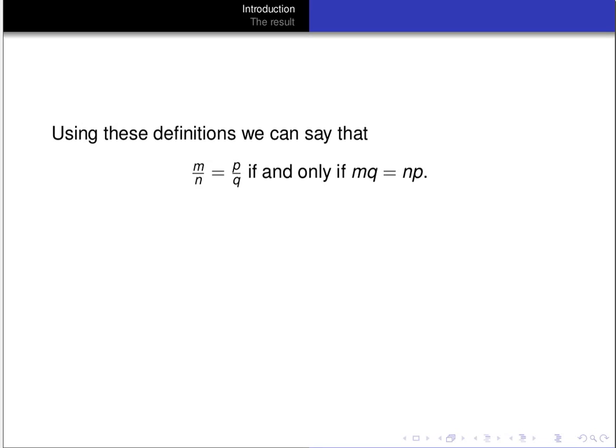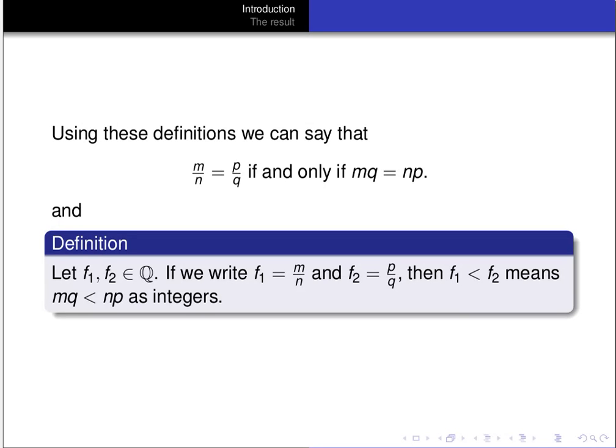So two rational numbers are equal if and only if mq equals np. If mq equals np, then the infinitely large set of fractions that are equivalent to the fraction m over n is the same set as the infinitely large set of fractions that are equivalent to the fraction p over q. So that's equality in the rational numbers.